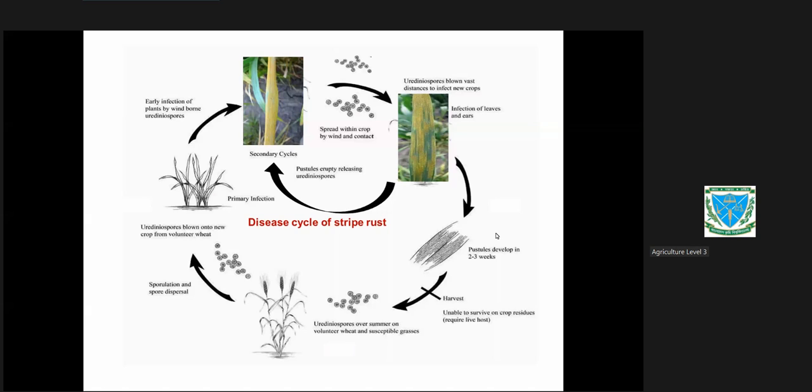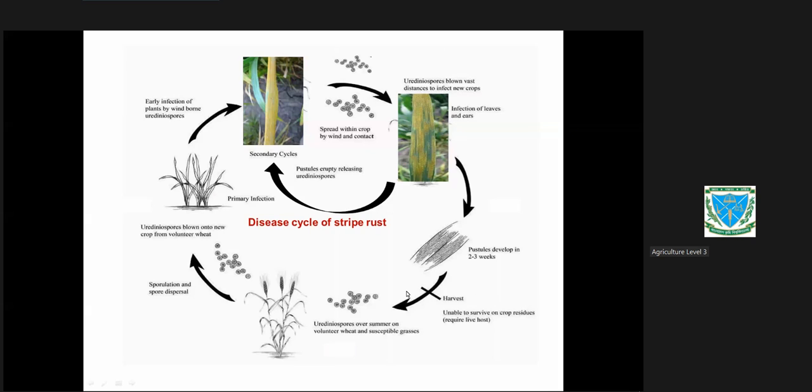Once you harvest, what will happen? Because the pathogen cannot survive without a living host, it is unable to survive on crop residues. That means it requires a host, that means volunteer wheat plants or other grasses. They can survive on the volunteer wheat plants or other grasses. So that is, in brief, the life cycle.